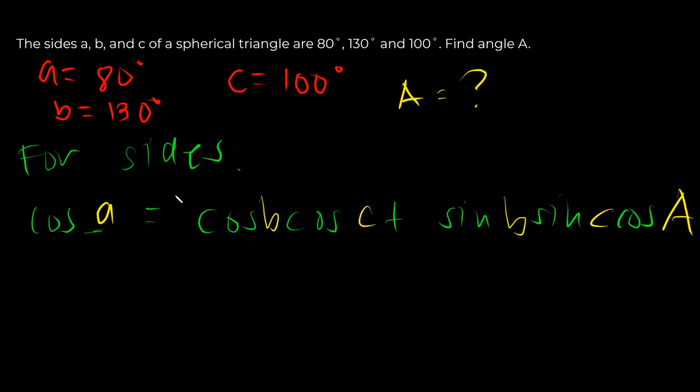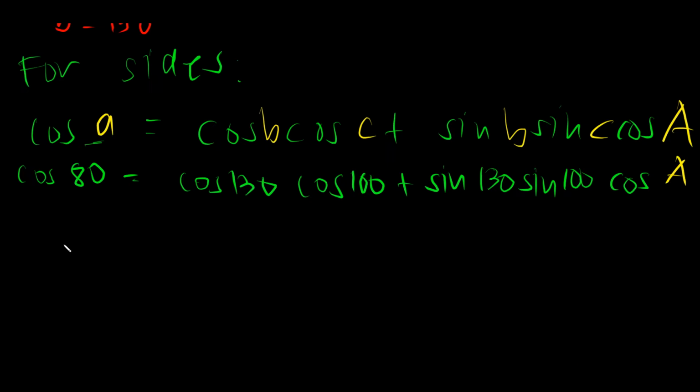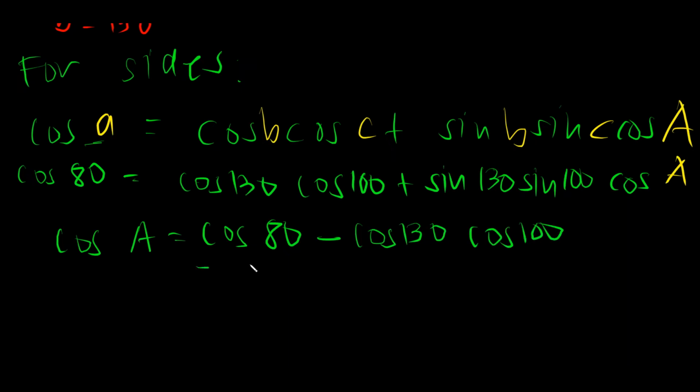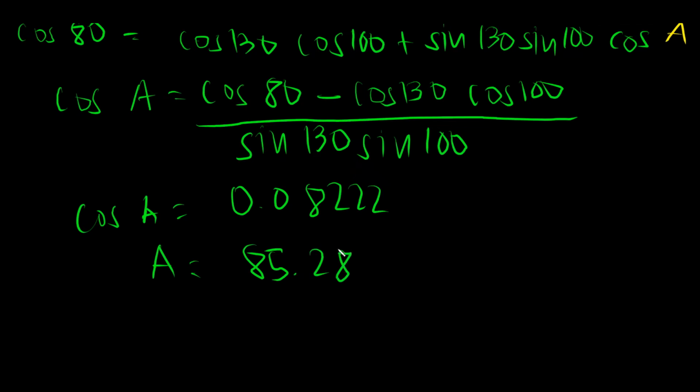So, substituting, we have cos 80 is equal to cos 130 cos 100 plus sine 130 sine 100 cos A. Then simplifying, cos A is equal to cos 80 minus cos 130 cos 100, all over sine 130 sine 100. So cos A is equal to 0.08222. Then taking the arc cos, angle A is 85.28 degrees.